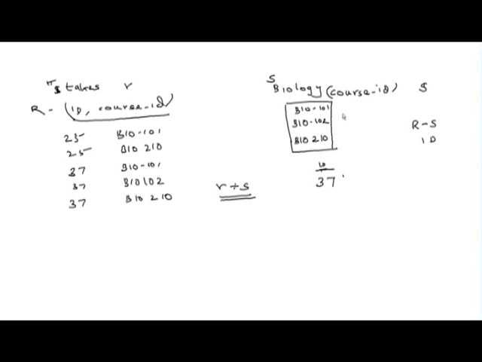If I take 37 cross product with this, what are the tuples I get? 37 bio 101, that is present. Next one is 37 bio 102, it's present.